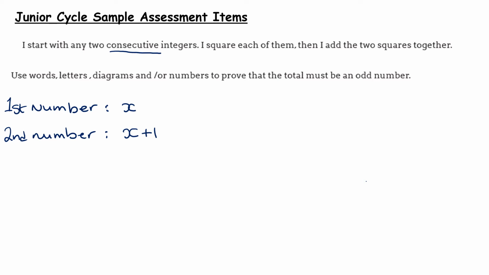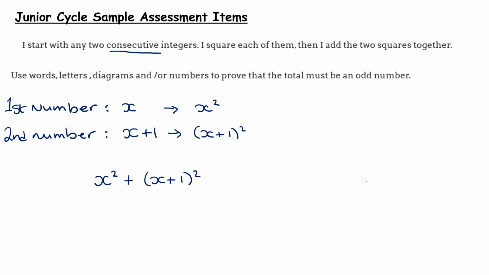I square each of them. So this is x squared. This is x plus 1 squared. Then I add the 2 squares together. So I have x squared plus x plus 1 squared. And I want to prove that the total must be an odd number. Now, I'm going to stick to working with this as an expression because this is word problems to expressions. You can also look at using diagrams or lots of other ways that you can approach it.